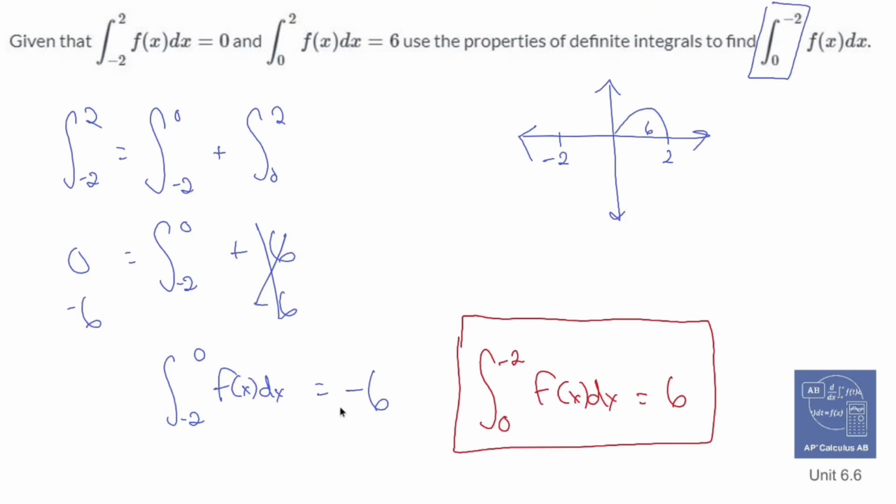So I think many people wouldn't really think about it and say the answer is negative 6. But that's because the integral and its limits are in the correct order. We were given it out of order. We were given it backwards, which means our answer is going to be opposite. Gotcha.